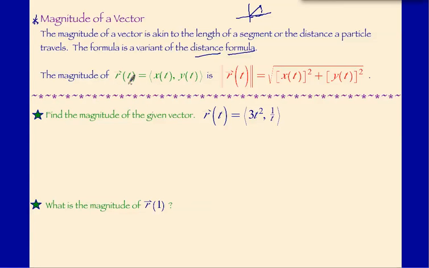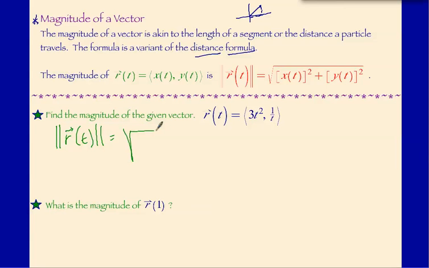So the magnitude of the vector function r of t is notated with double absolute value bars, even though this is not absolute value. These double bars mean magnitude. We're going to do something very similar to the distance formula: the x component squared plus the y component squared, and then take the square root. So let's do the magnitude of this particular vector function.